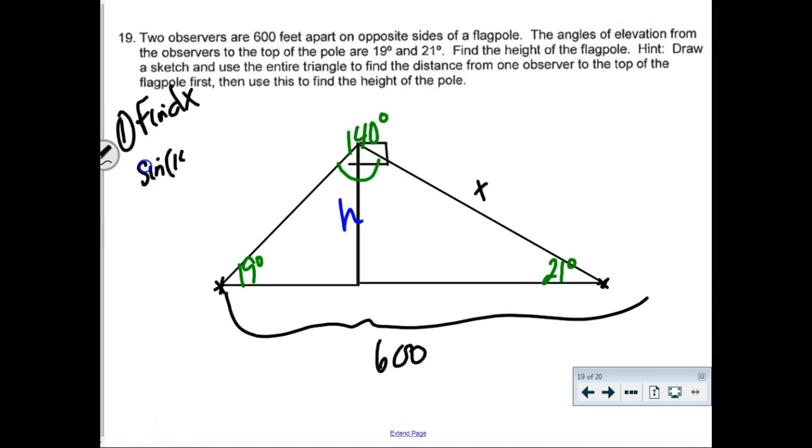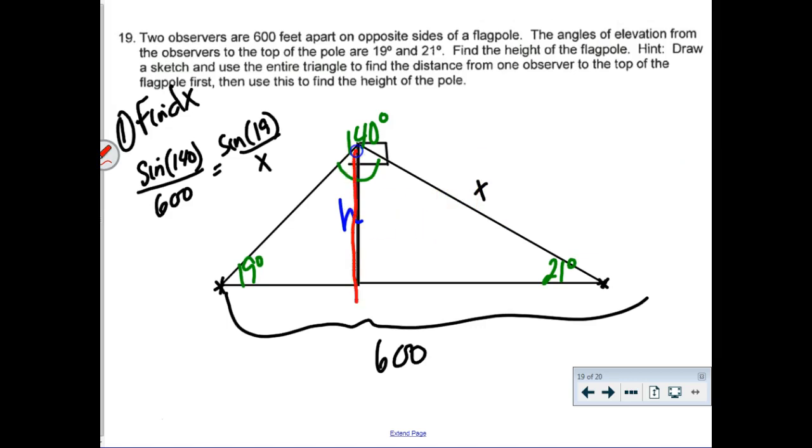So sine of 140, what mode are you in, by the way? Degree mode. Sine of 140 over 600 equals, and since we want to find x, you're going to use the 19 degree angle. So sine of 19 over x. All right, so I'm going to stop helping you with that question. You're going to find x. You're going to be able to fill that in.